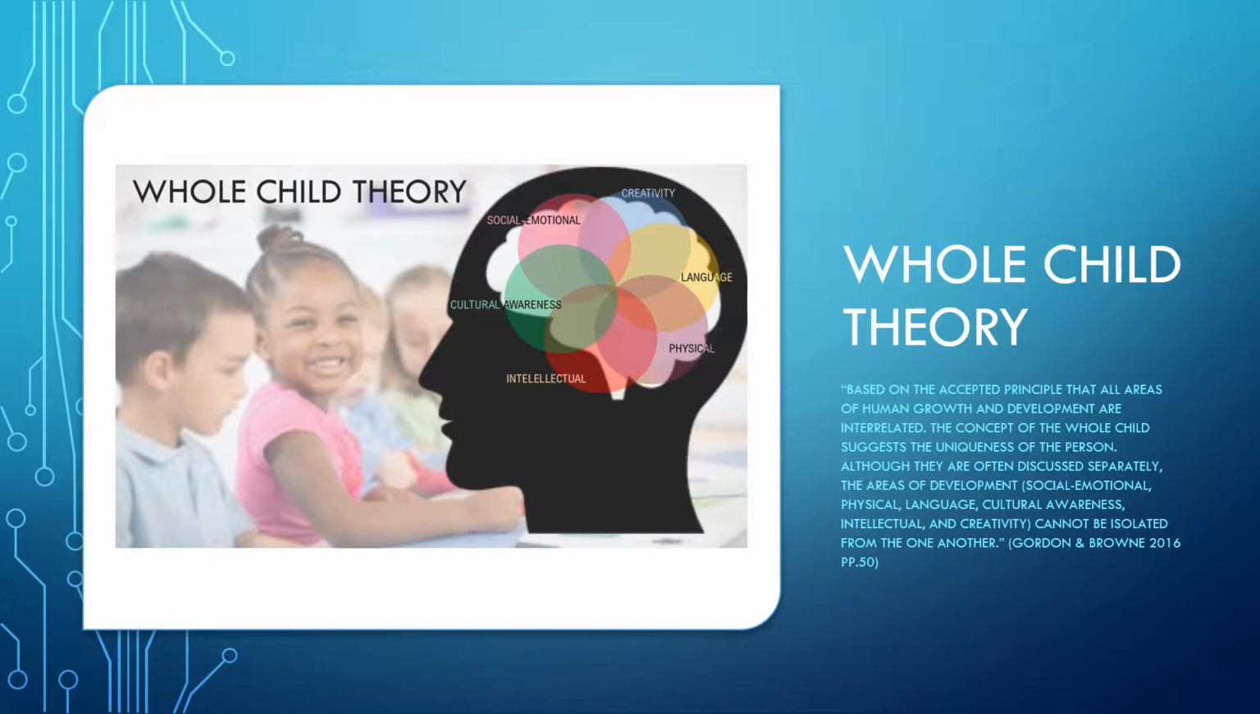Our textbook describes the whole child theory as a theory based on the accepted principle that all areas of human growth and development are interrelated. The concept of this whole child suggests the uniqueness of a person, although they are often discussed separately. The areas of development: social, emotional, physical, language, cultural awareness, intellectual, and creativity cannot be isolated from one another.